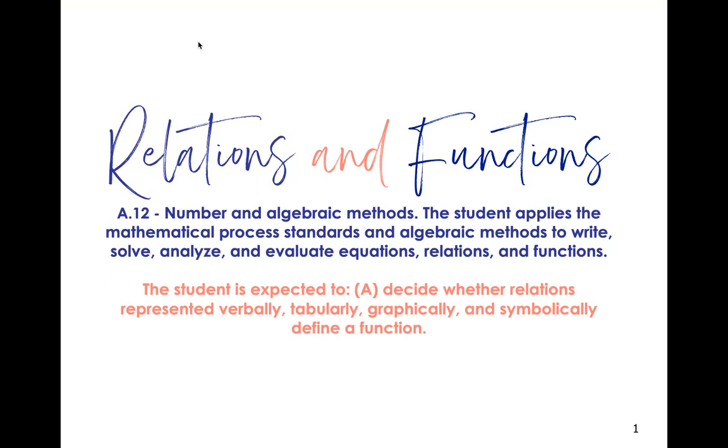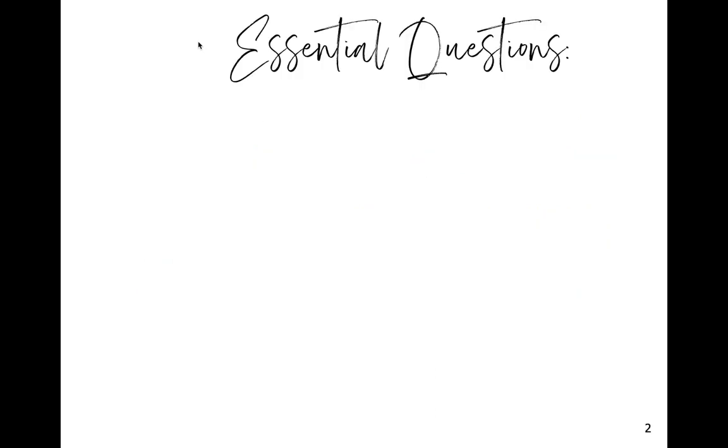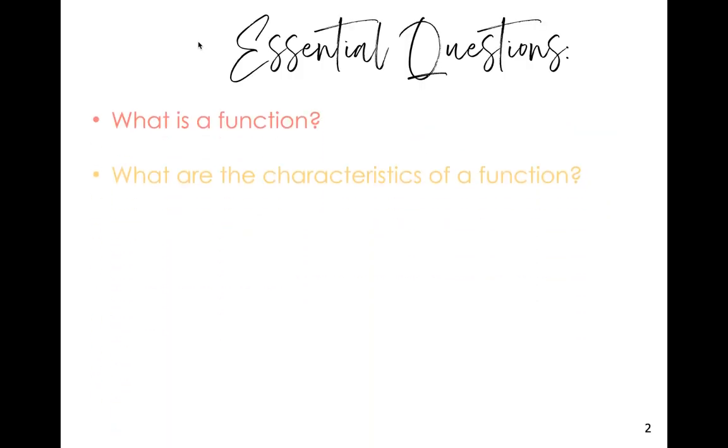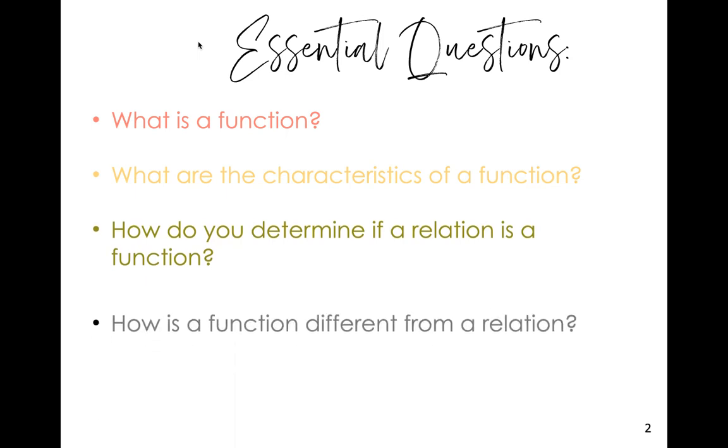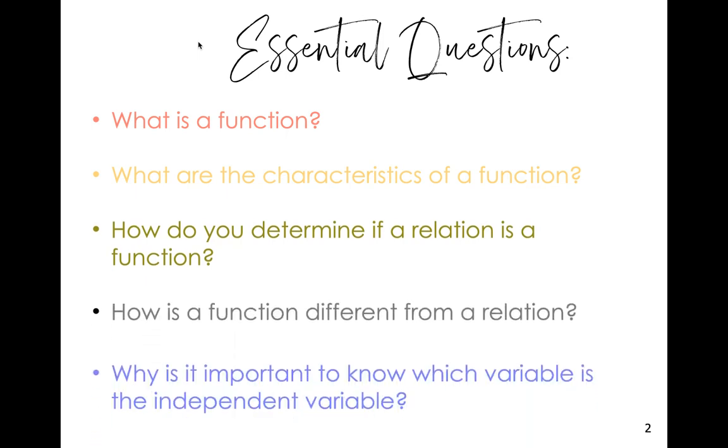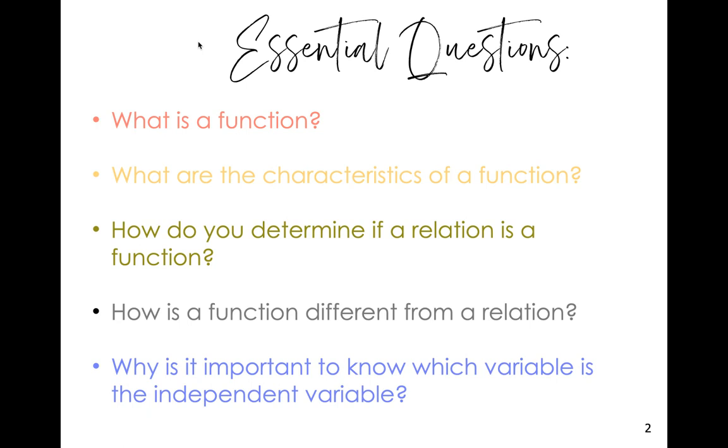Today we are going to start Unit 2, which is dealing with relations and functions. Our student expectation is to be able to decide if a relation that is represented in different forms is actually a function. So we want to know what is a function, what are characteristics of a function, how do you determine if a relation is a function, how is a function different from a relation, and then why is it important to know what variable is the independent variable.